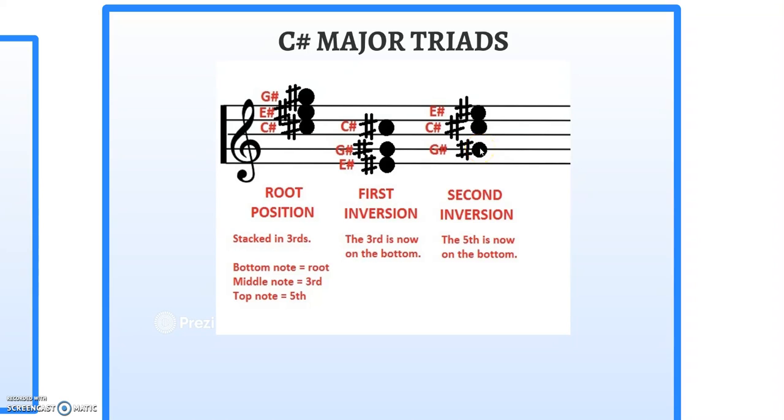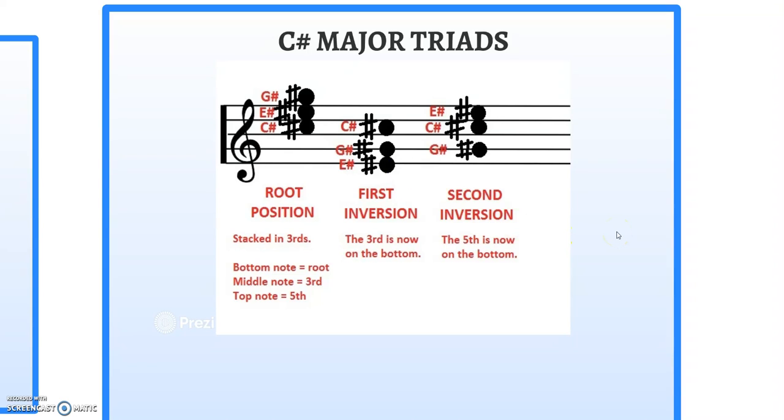And you can put these in any octave that you want. I could have drawn the E sharp instead of here on the first line, I could have drawn the E sharp up here, and then the G sharp, and then the C sharp, but it's just easier to look at when it's on the staff. So you can do them in any octave that you want. They'll still be a triad that way.